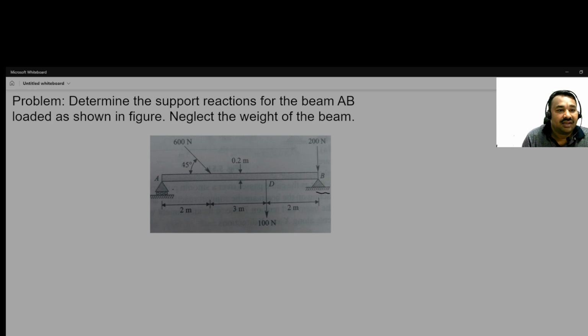Okay, let's read the statement of the problem. Determine the support reactions for the beam AB. Okay, this is A, this is B, loaded as shown in figure. Neglect the weight of the beam. So it's good in this question it is mentioned, neglect the weight of the beam. If it is not mentioned, it means you have to neglect.